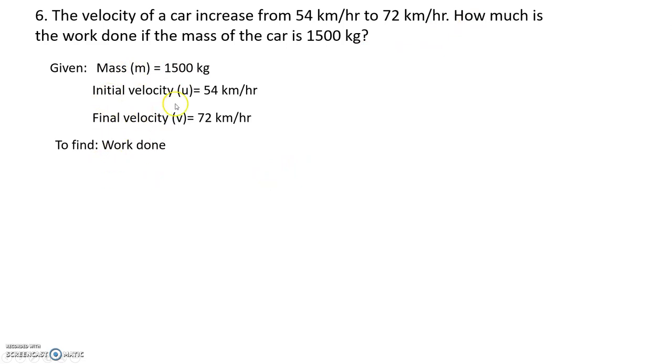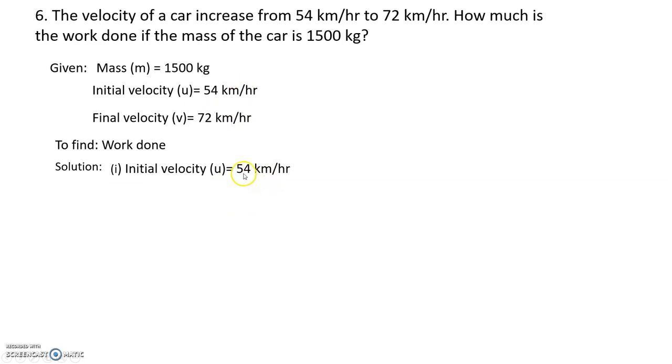Now, first of all, you can see 54 km per hour is not the unit in the MKS system. The unit of velocity in the MKS system is meter per second, which means 54 kilometer per hour should be converted into meters per second, and in the same way 72 kilometer per hour should be converted into meter per second, because the unit of velocity in the MKS system is meter per second. So let's do that. Solution: initial velocity.